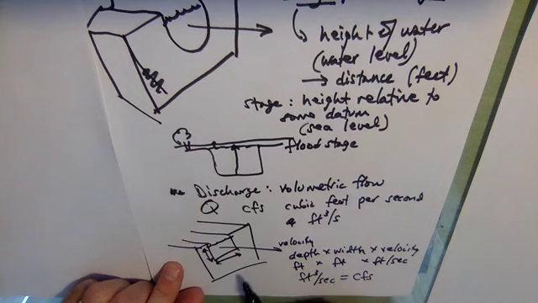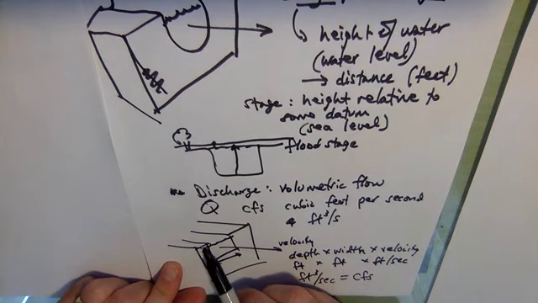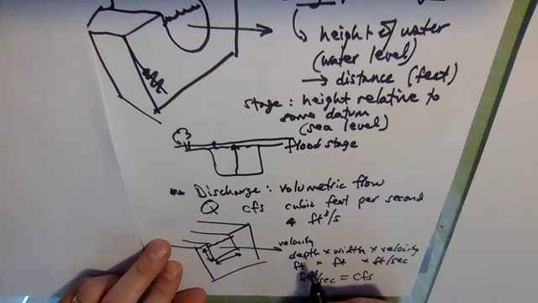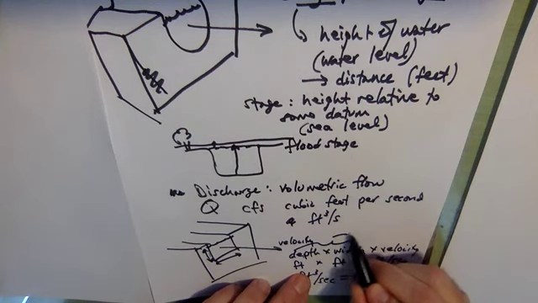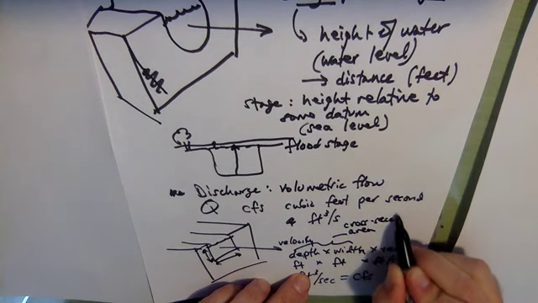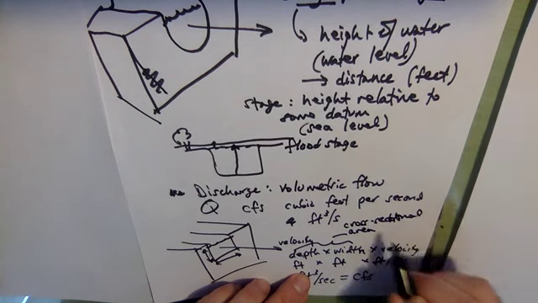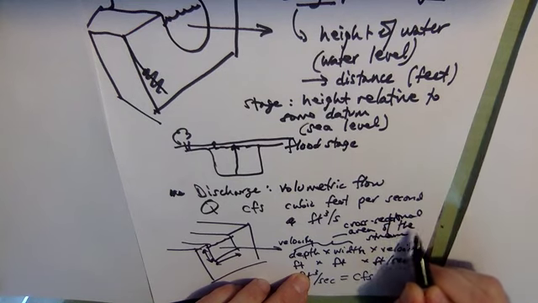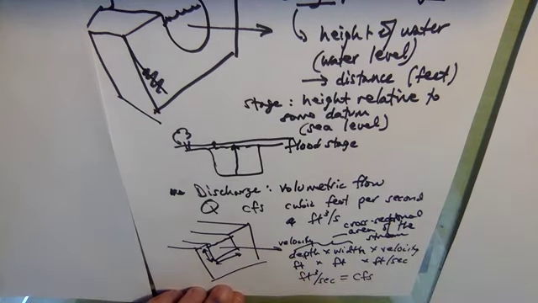It's a little bit more complex in practice, but you need to know the cross-sectional area. Depth times width would be the area. The cross-sectional area of the stream, not measured to the stream bank, but measured to the height of the water itself. Cross-sectional area of the stream multiplied by the velocity of the water.